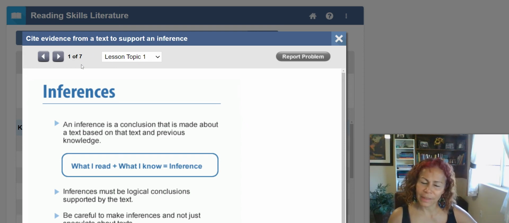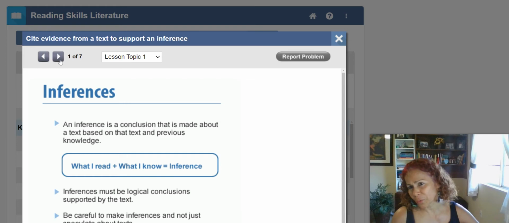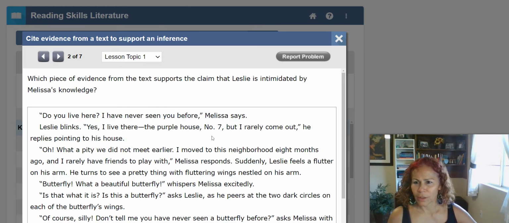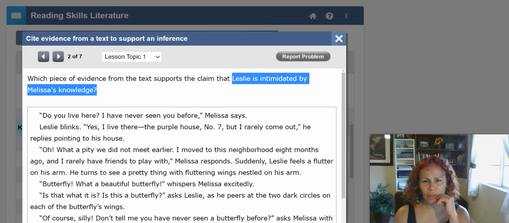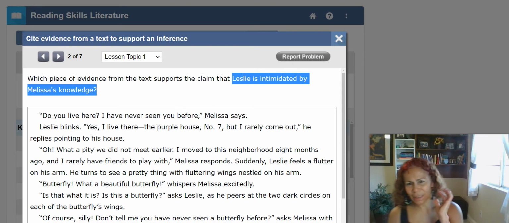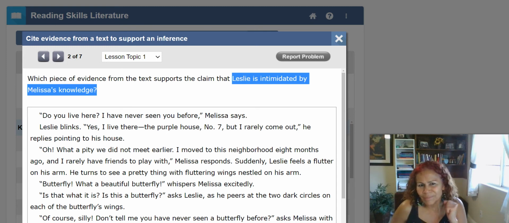You see that you have 7 examples here. We're going to be going over 3 of them, okay? And you will do the others on your own. Let's see number 1. Which piece of evidence from the text supports the claim that Leslie is intimidated by Melissa's knowledge? Okay, so the claim or the opinion, right? Leslie is scared by Melissa's knowledge, or he feels affected by it.